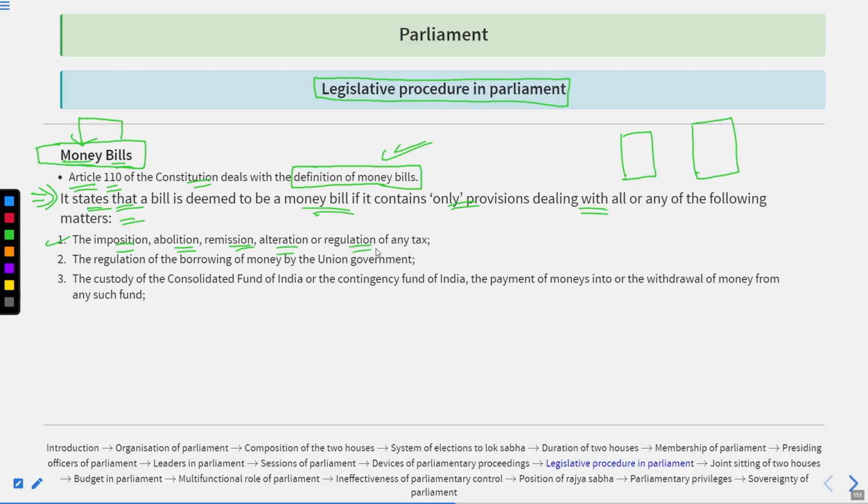So what are the meanings of this? Basically we can say that they have certain meanings in terms of finance, and that's how they are related to money bills also. Like first, if we talk about the imposition, it means when the tax is being imposed for the first time.